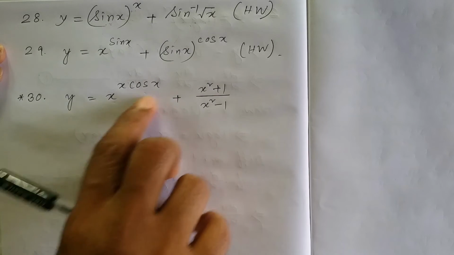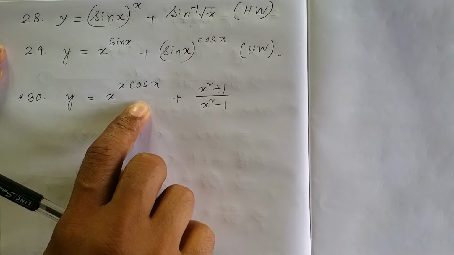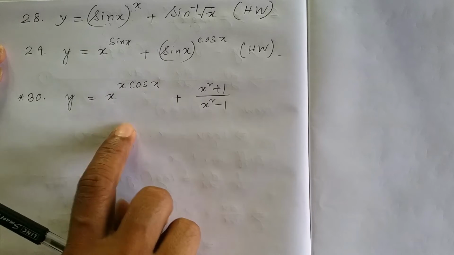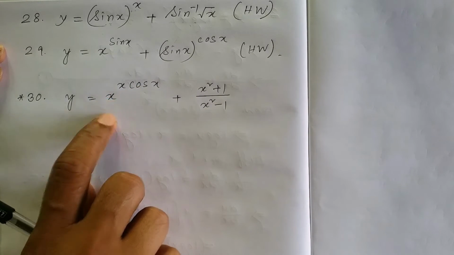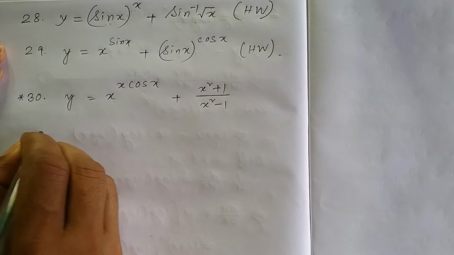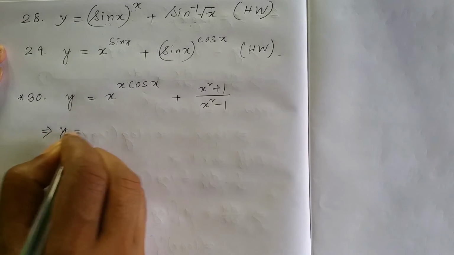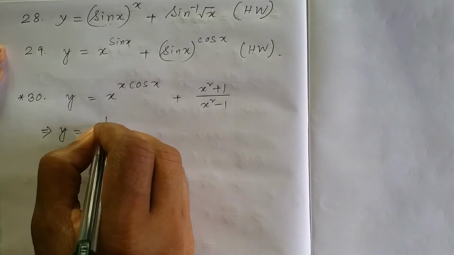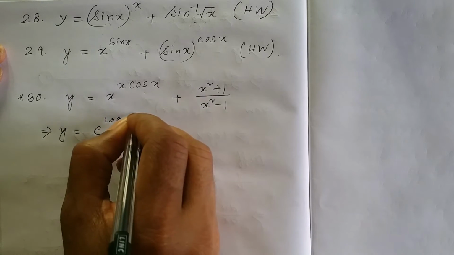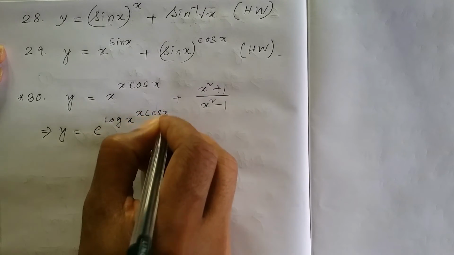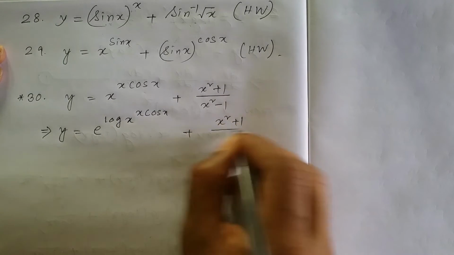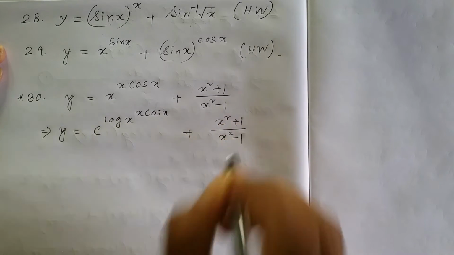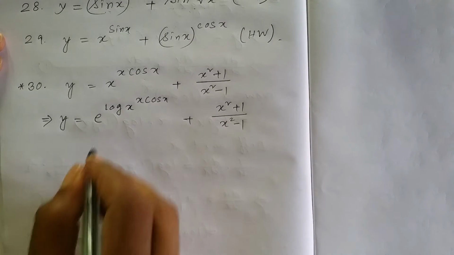Therefore you cannot differentiate this without taking logarithm. Whether you write it as u plus v, there is no problem, and if you directly write it as e to the power, there is also no problem. I have written it as e to the power, so that implies y is equal to e to the power log of x to the power x cos x, then plus the remaining sum, which needs no change; taking log there would give no benefit: x square minus 1.